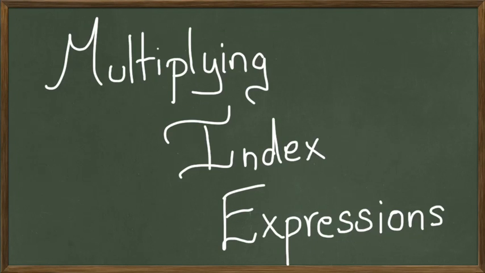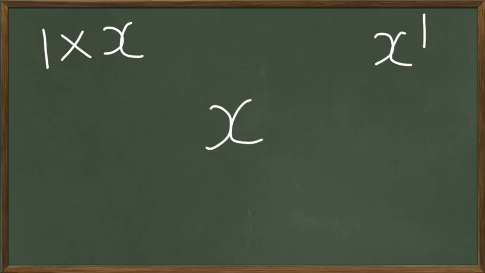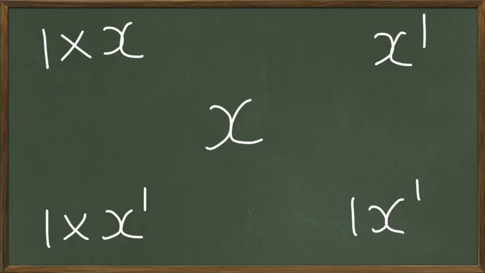In this session, guys, we're going to be covering multiplying index expressions. Let's get it started. Now, you might remember just the letter x by itself. This is the same thing as saying 1 times x, or x to the power of 1, or it could also be written as 1 times x to the power of 1. All these four things are the same thing.